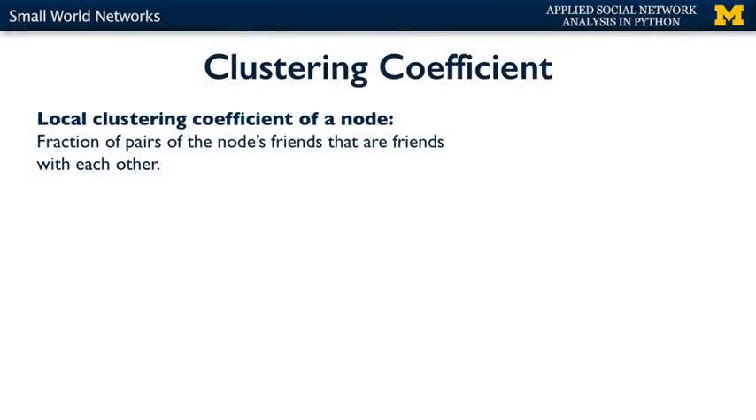The other property that I wanted to talk about is this clustering coefficient property, which we've talked about before. So remember, the local clustering coefficient of a node is the fraction of pairs of the node's friends who are friends with each other.